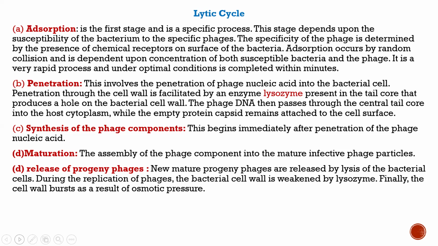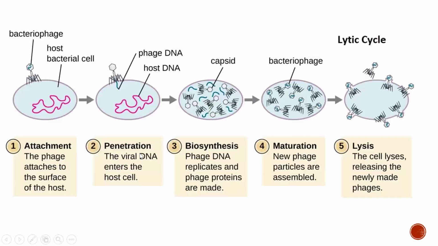How they attach, they penetrate, they synthesize their own phage components. When they mature, they release this progeny phage that causes the lysis of the bacteria. I hope you are following. So this is just a diagrammatic explanation of what I explained. Number one, this is a picture of the bacteriophage. Then this is a picture of the bacterial cell, the one that looks like an egg. Okay, so that's the host, the bacterial cell.